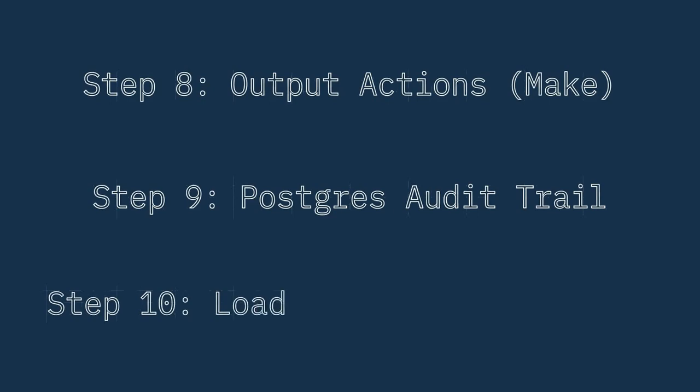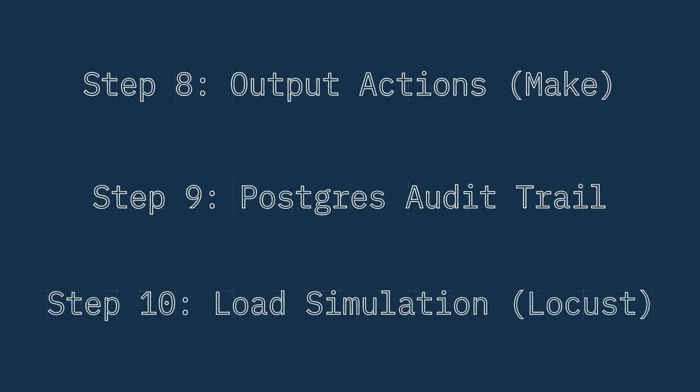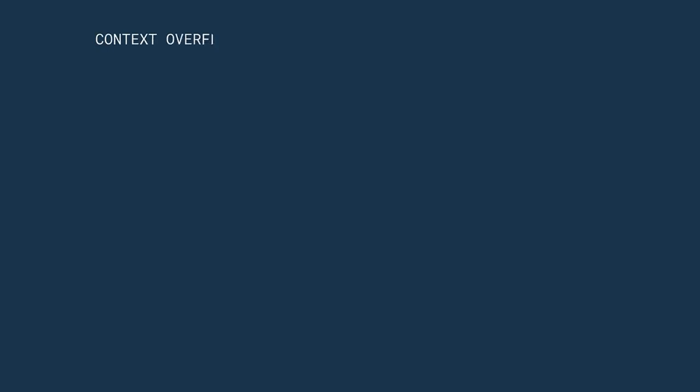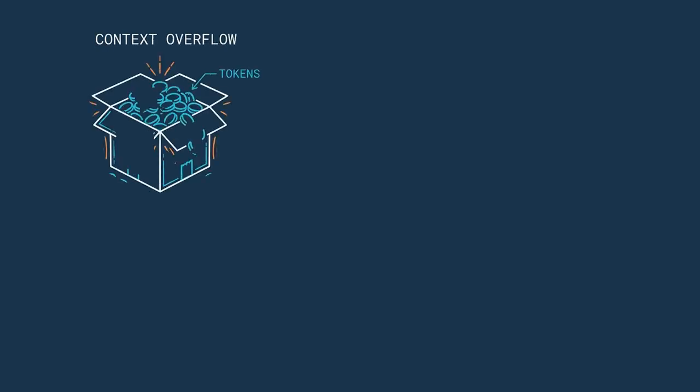Step 10. Run load simulation using Locust to stress test the orchestration layer at 10x expected production volume before any enterprise sign-off meeting. The most common failure point is context window overflow under real data loads. If your Pinecone retrieval returns more tokens than your reserved budget, the agent will hallucinate or truncate silently, so enforce hard token limits at the retrieval layer before injection.